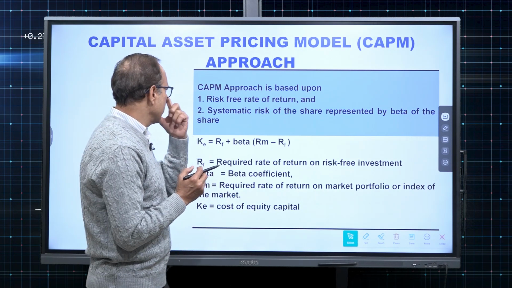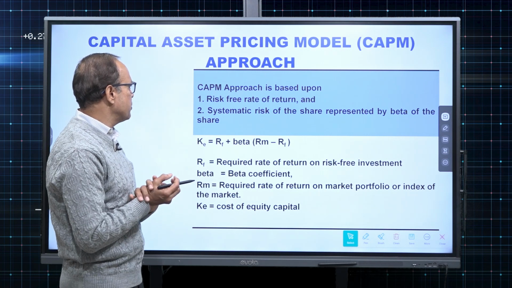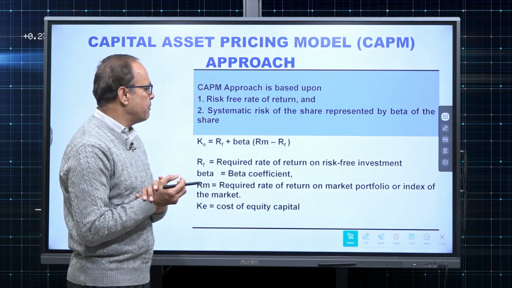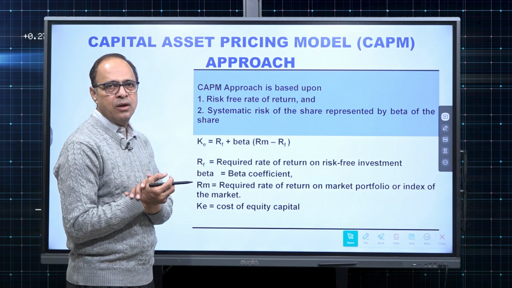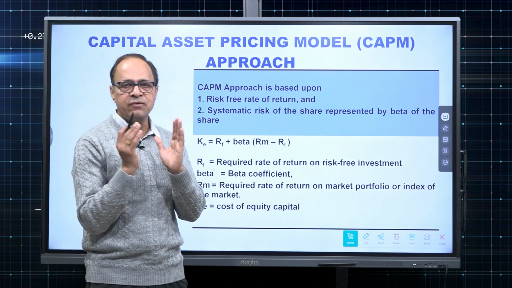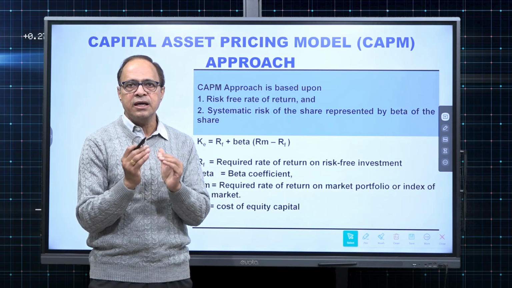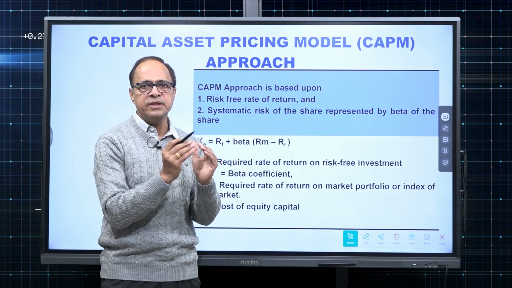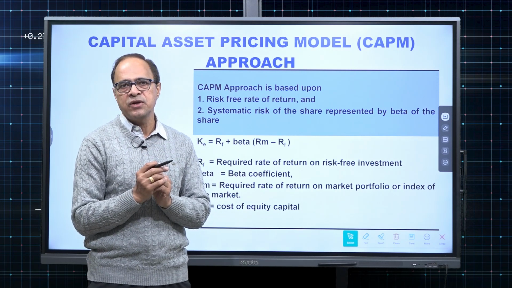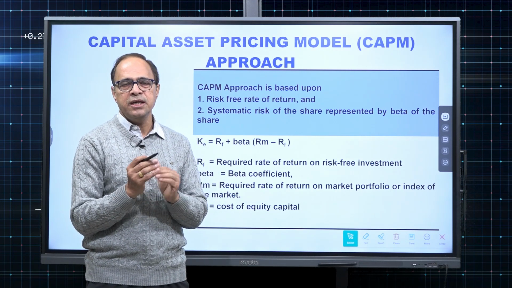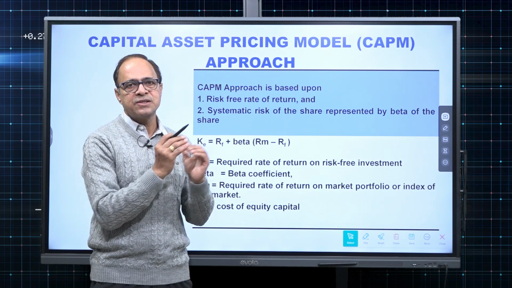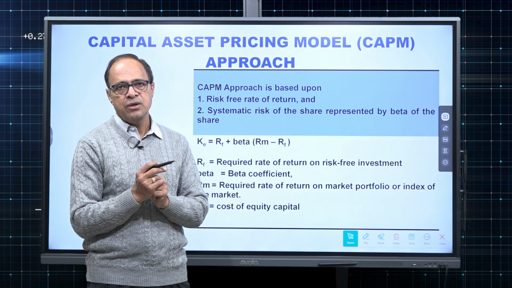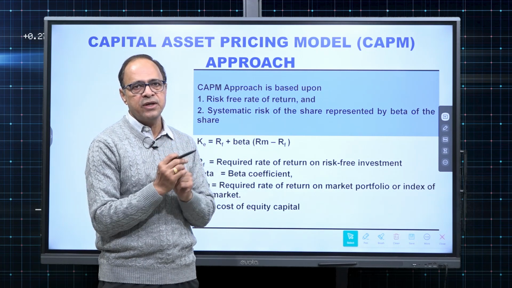Now how it is calculated? So CAPM approach is based upon risk-free rate of return and systematic risk of the shares represented by beta of the share. Now as you know, when we make an investment in the market, there is something called as risk-free investment avenue, and the rate of return associated with that risk-free investment avenue is risk-free rate of return. So generally government bonds or treasury bills are considered as risk-free investment avenues. So return on that is called as risk-free rate of return.